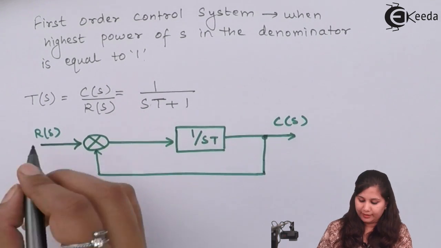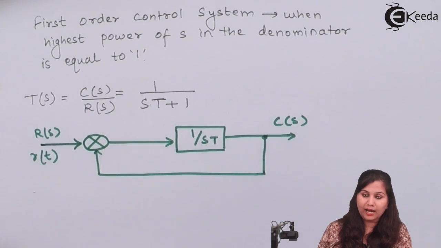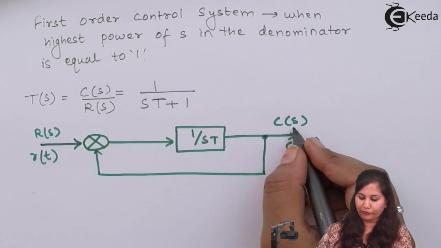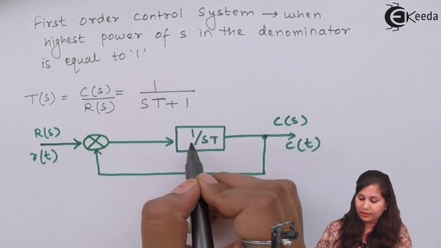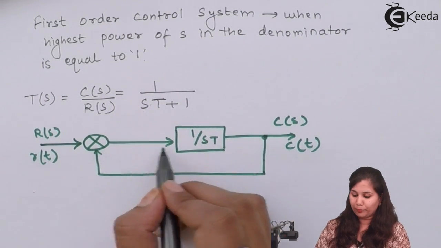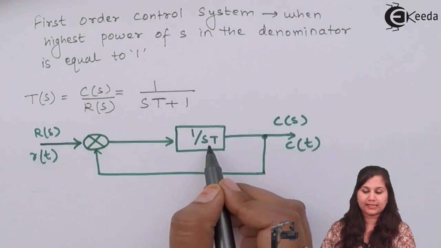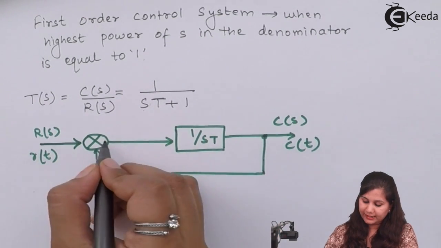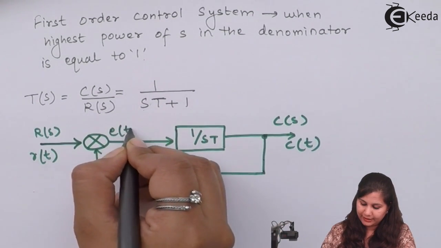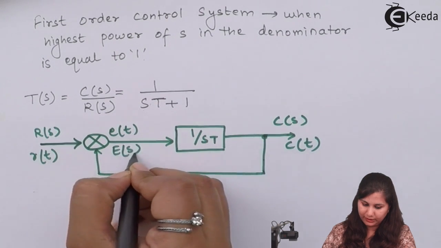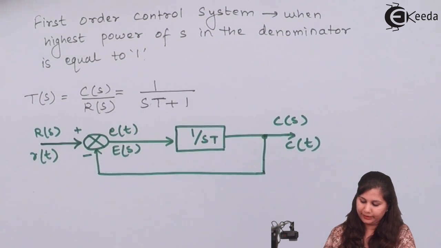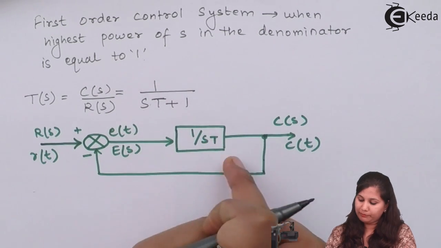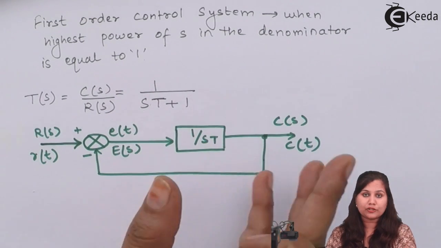This is input R(s), and the input signal is r(t), the output is c(t), and C(s) is the Laplace transform of it. This is our gain, or we can say the open loop transfer function, 1 upon sT. The feedback will have the gain as 1. This is our error signal e(t) and its Laplace transform will be E(s). This is plus minus.